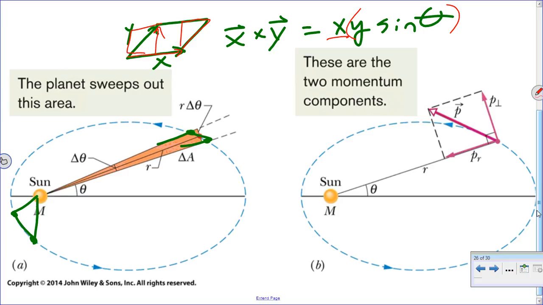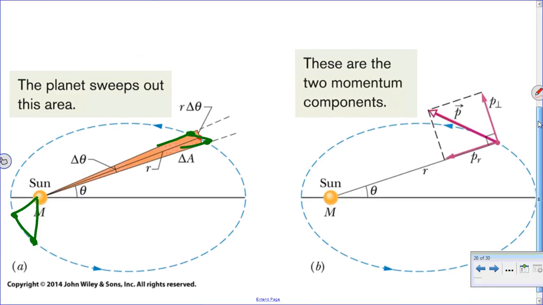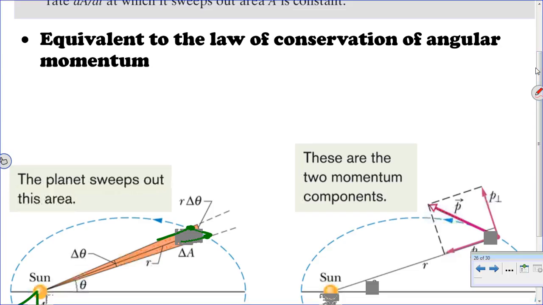So why am I talking about cross products? This will all be tied together at some point. We'll do an example and you guys will be like, aha, now it makes sense. It turns out that Kepler's second law, this idea that we sweep out equal areas in equal times, is the exact same thing as conservation of angular momentum.